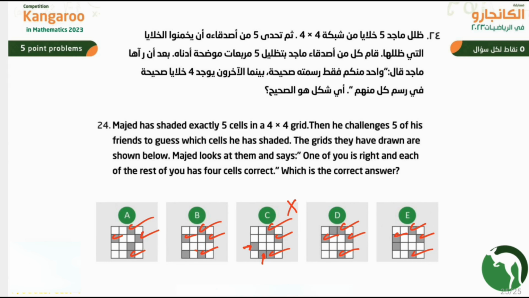Also B, the same way here, these two squares are not shaded, so B cannot be the correct answer. Also D, the same situation. These two are not shaded. So in E, we have this one shaded. So this square here must be correct. And the correct answer must be E, so we will select E.